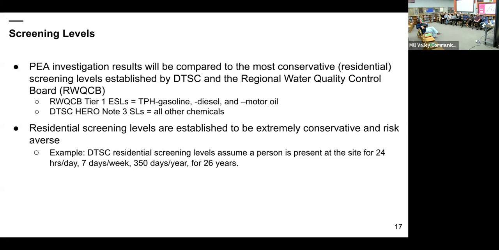So while these screening levels are very overly conservative, they are used because if you use these conservative levels, it can be assumed that if you make mitigation designs or remediation plans based off of these screening levels, then it'll most likely cover every type of exposure or their most sensitive receptors. Next slide, please.